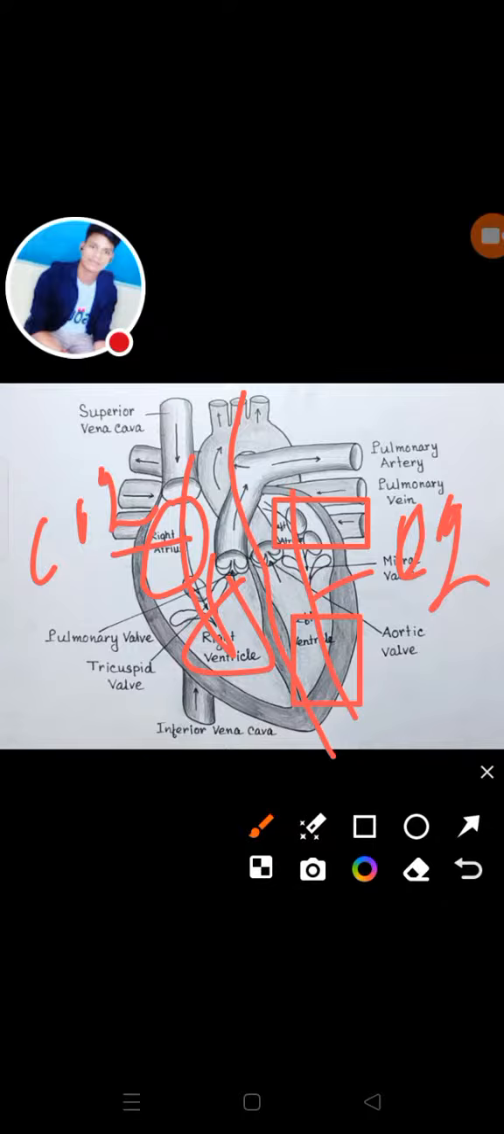Which chambers carry oxygenated and deoxygenated blood? The answer is that the right atrium and right ventricle carry the deoxygenated blood, and the left atrium and left ventricle carry the oxygenated blood. Clear? Next question.